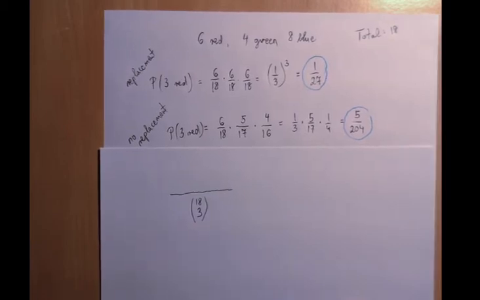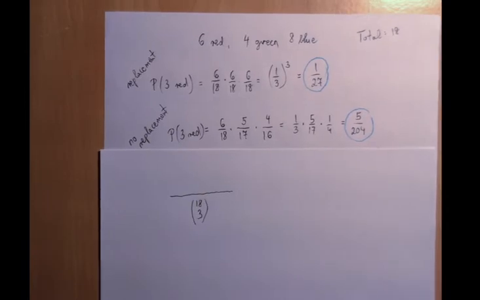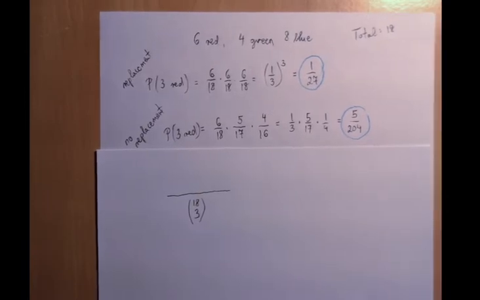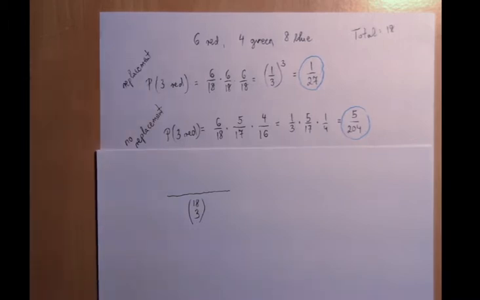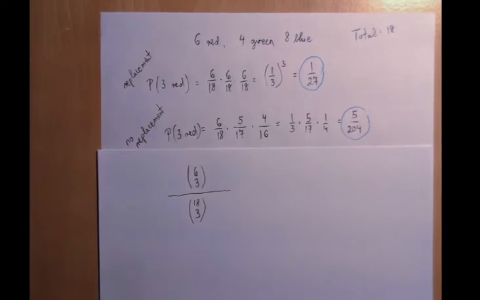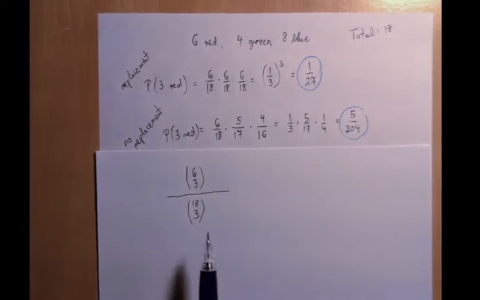And what would be the numerator? The total number of ways we can select 3 red marbles. Well, that means that all 3 of those marbles must be selected from these 6 red marbles. So that would be 6 choose 3. And so this should give us the same correct answer.